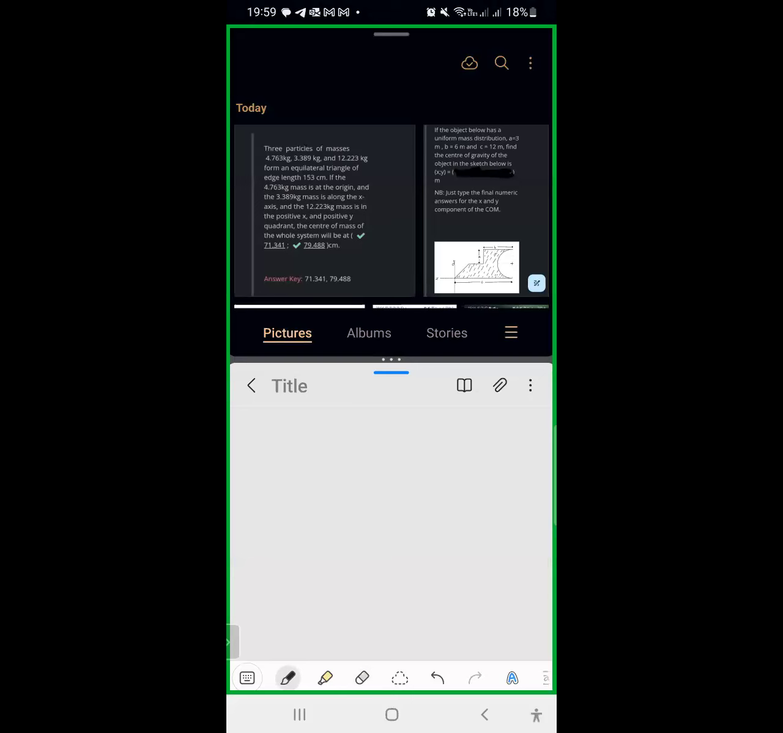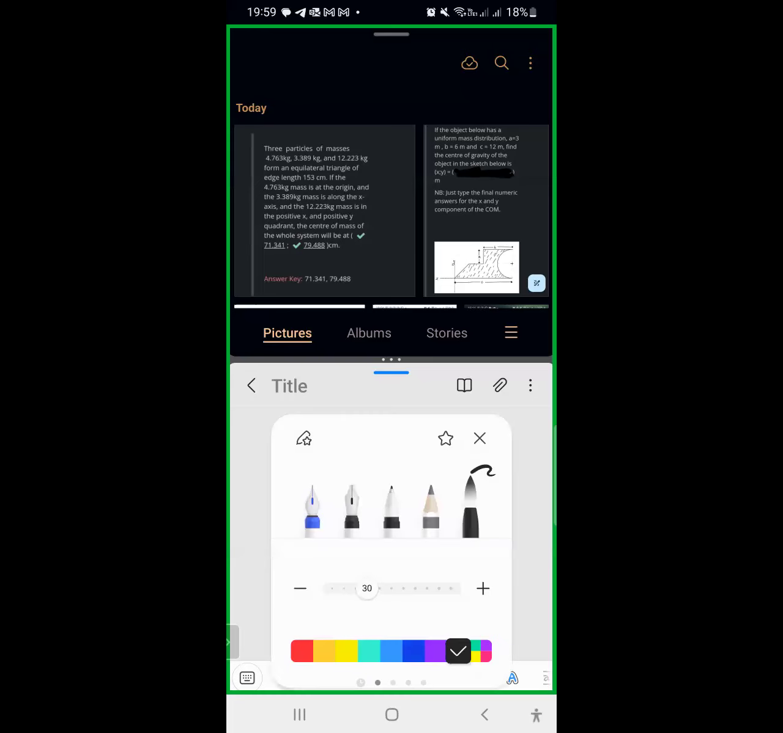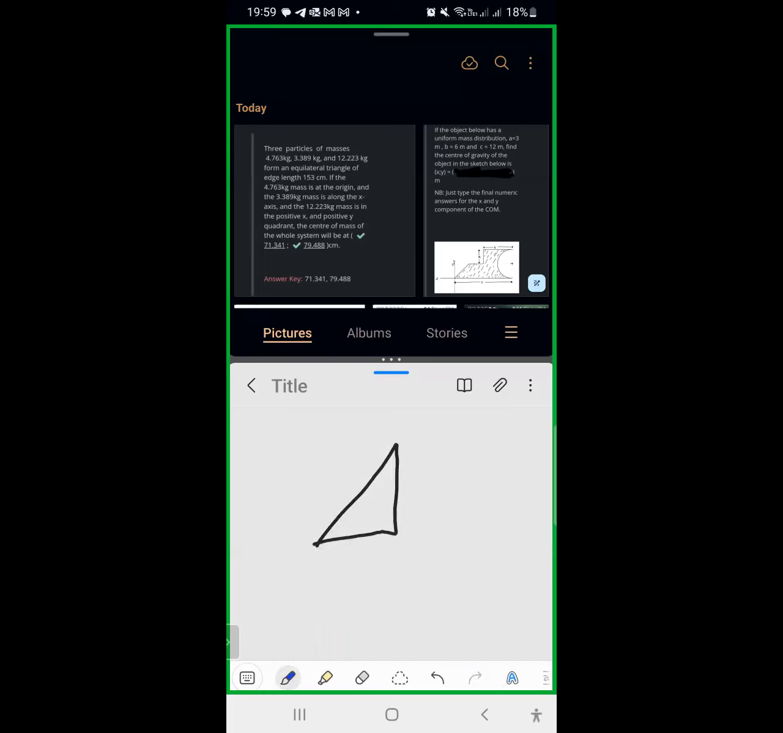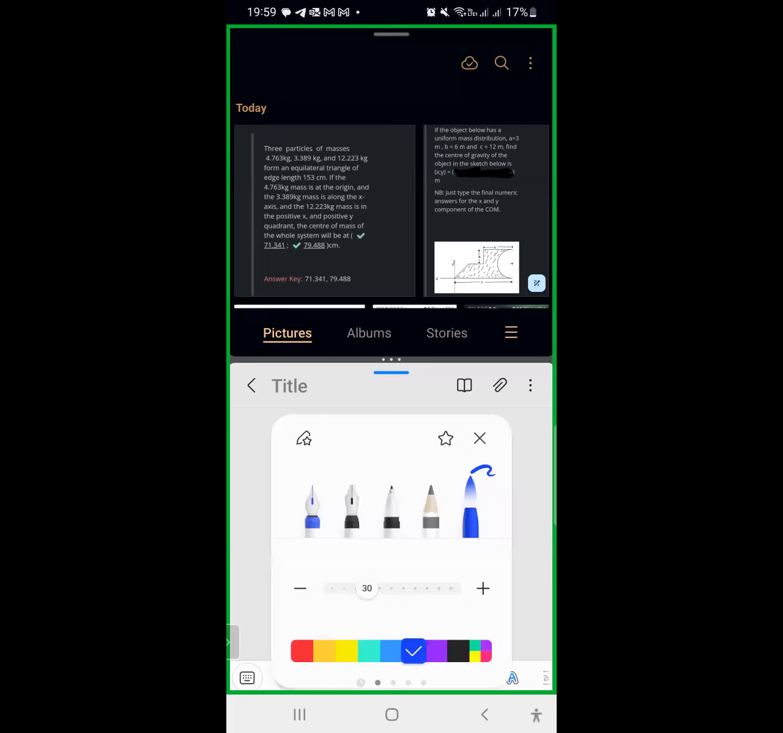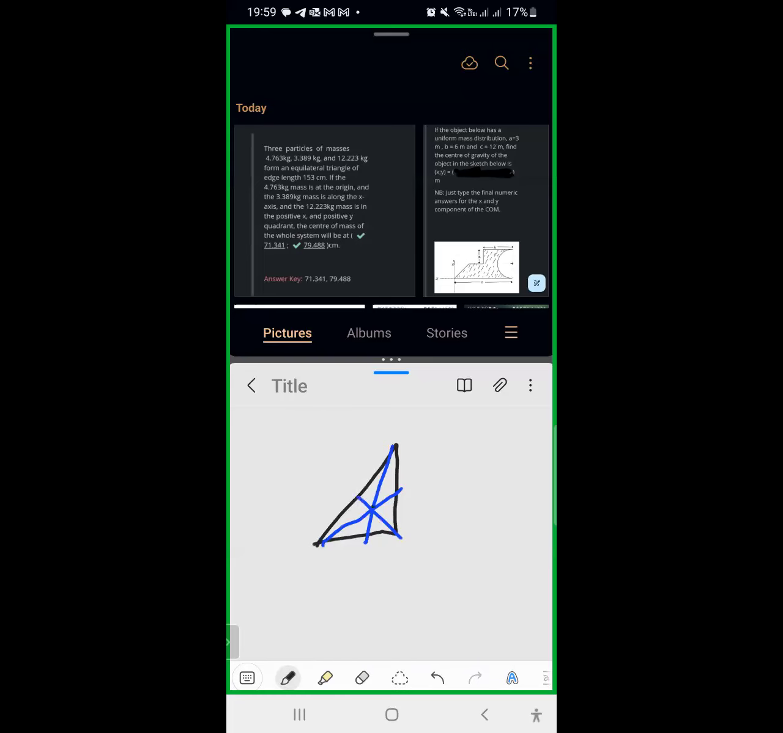If you are given a right angle triangle like this and you are required to find its center of mass, you are basically looking to find the point where all these three lines meet, which is this point, and its coordinates, which are the x center of mass and the y center of mass, will give us the center of mass of this given system, which is a right angle triangle.